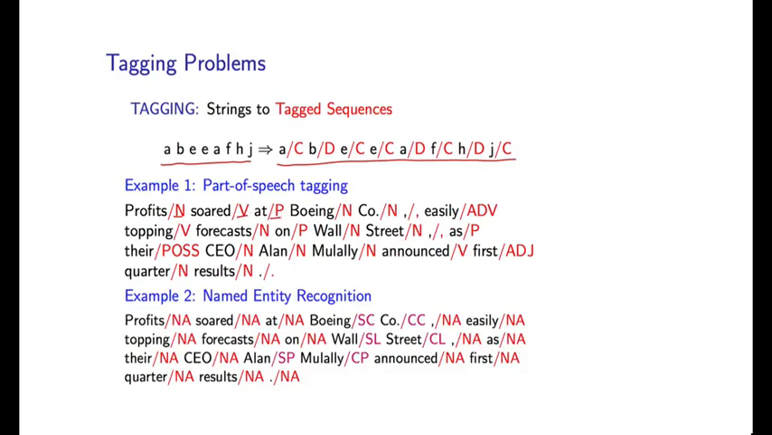A second crucial example we looked at was the problem of named entity recognition. In this problem, again, the input to the model is a sentence, a sequence of words, and the output is a tagged sequence. The tags now encode the named entities found within the sentence. For any word which is not an entity, we have this tag NA, whereas for words which are the start of a company, we have the tag SC. For words which are the continuation of a company, we have this tag CC. And similarly, we have start location, continue location, start person, and continue person, and so on.